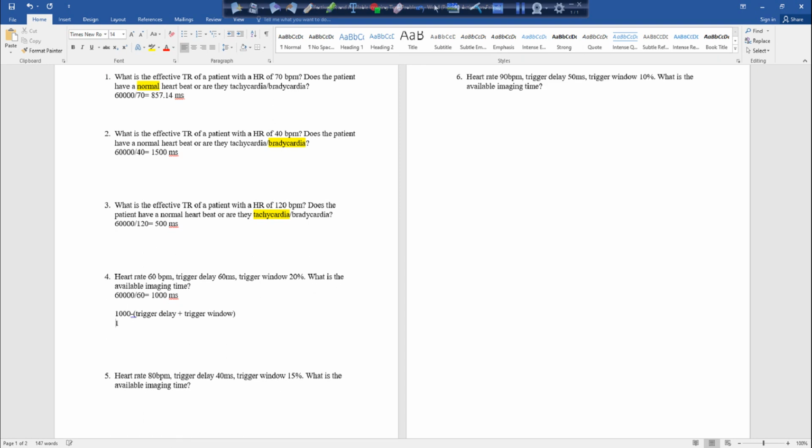So our 1,000 minus, what's our trigger delay? 60 ms. 60 plus, and what's our trigger window? 200, because 20% of 1,000 is 200. Everybody see that, right? So then that equals what? What's 1,000 minus 260? 740. 740 milliseconds. So that's our final answer.